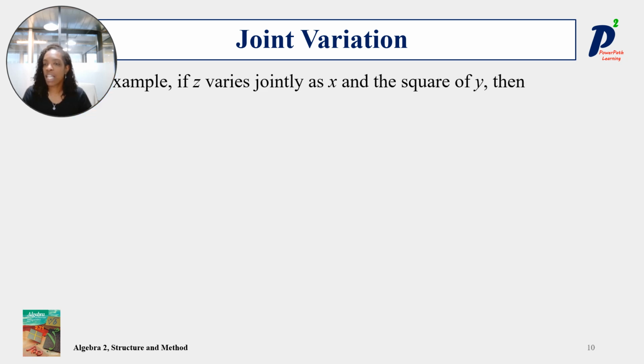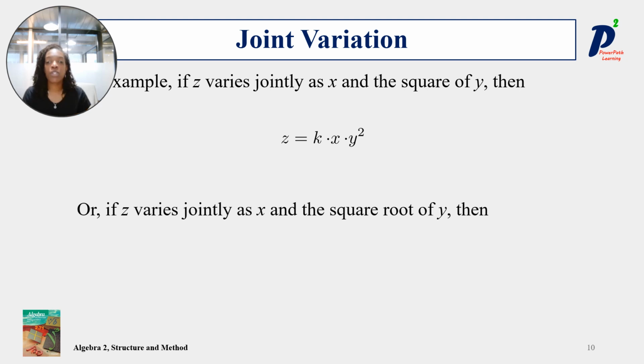So for example, if z varies jointly as x and the square of y, then we can say that z equals k times x times y squared. Another example would be: z varies jointly as x and the square root of y, then z equals k times x times the square root of y. Sometimes the hardest part is just getting the actual equation set up, but once you get good at that, you're usually in great shape.